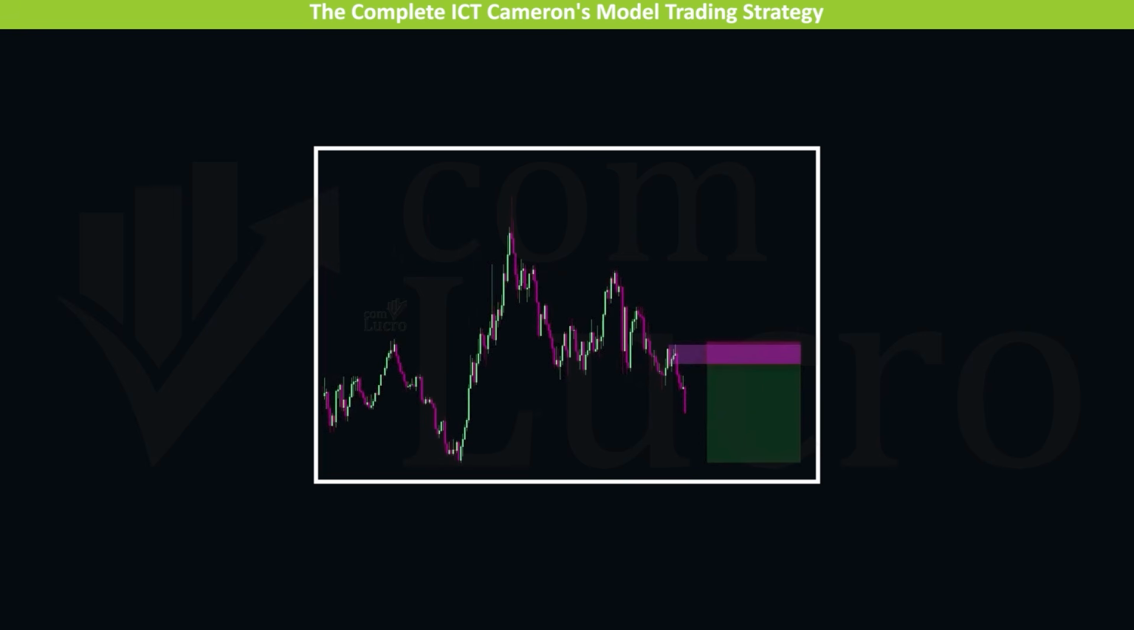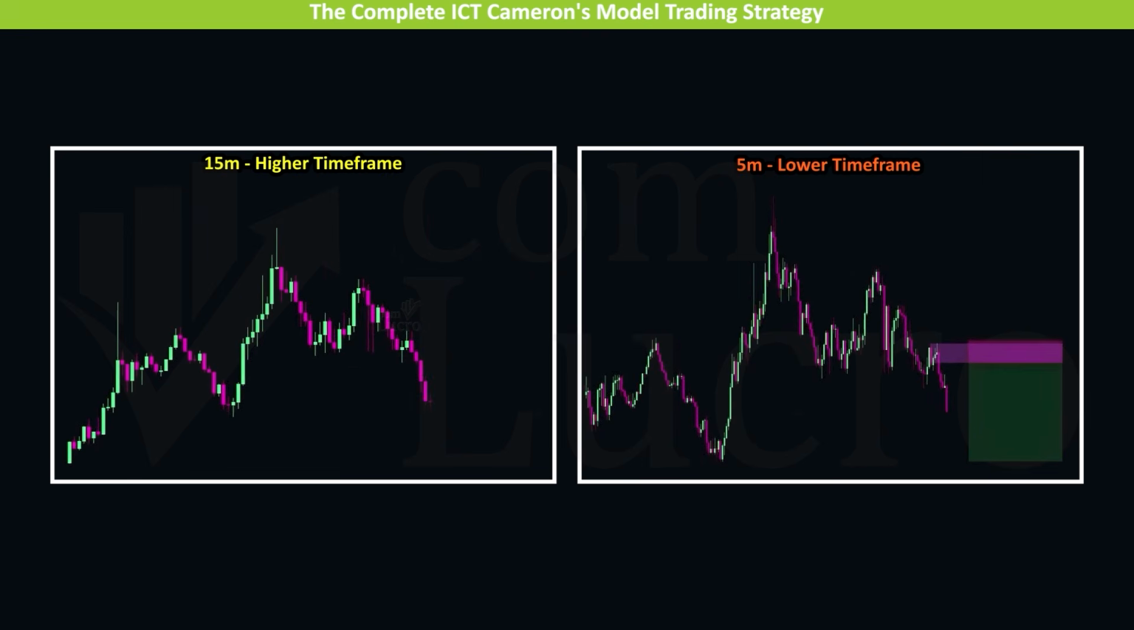Begin your analysis on a lower time frame, such as the M5 chart. At first glance, price may appear to offer a clean sell setup with clear lower highs and lower lows. Many traders stop their analysis there and immediately look for short positions. However, do not rush into the trade. Take a step back and zoom out to the M15 chart.